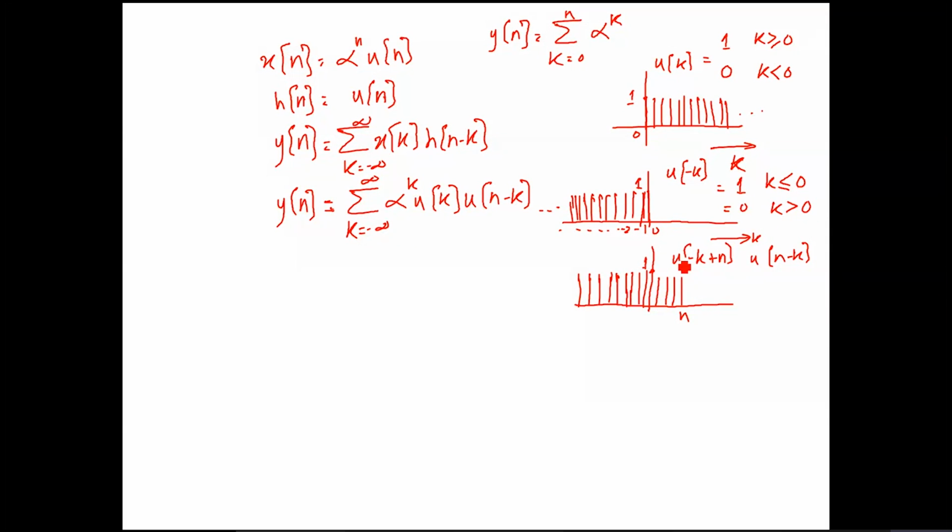Similarly, this is also a step signal. So any shifted flipped step signal has this property that for a certain range it is 0 and for a certain range it is 1. Same will be true right here. For a certain range of k, this value will be 0, and for a certain range it will be 1.